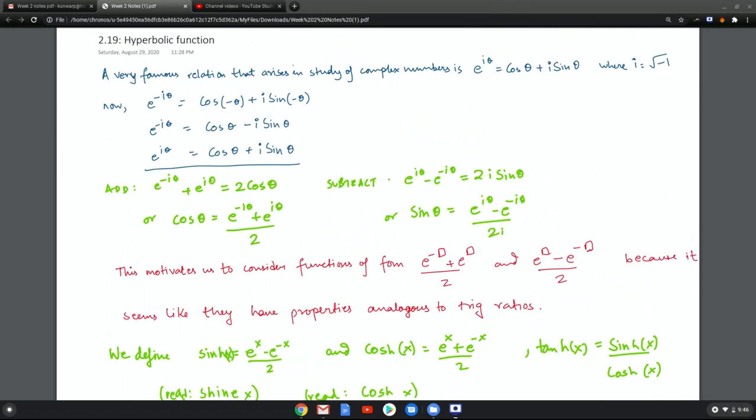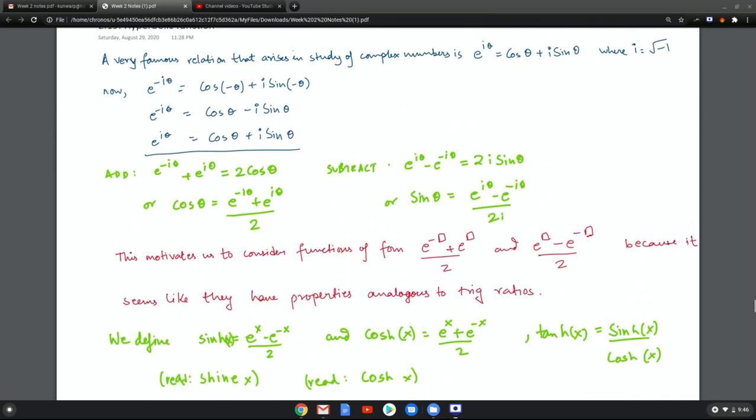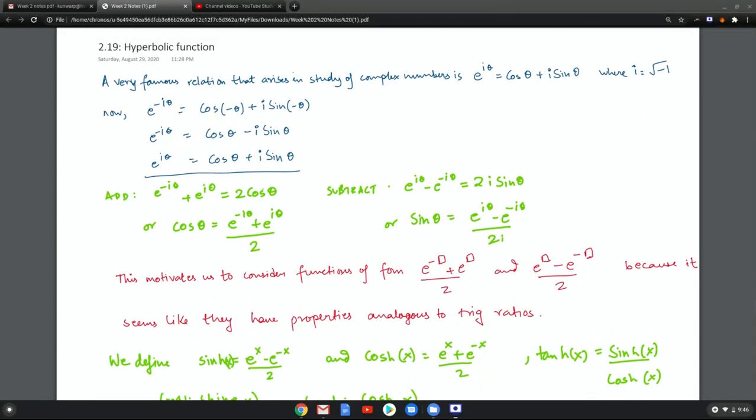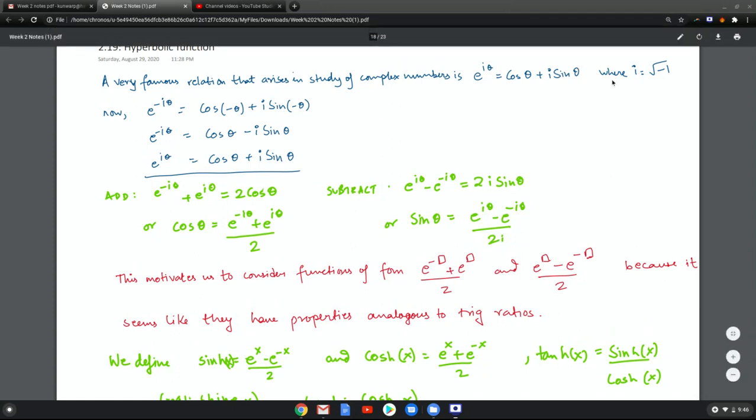Hello. In this video, I'm going to introduce a new class of function called hyperbolic function. As a short motivation, we're going to take a little detour into complex numbers, which is something that you have encountered before. These are numbers of the form a plus ib, where i is the square root of negative 1.